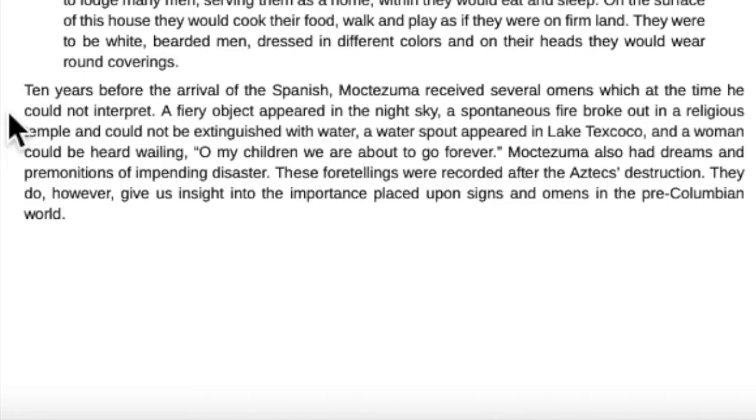Moctezuma also had dreams and premonitions of impending disaster. These foretellings were recorded after the Aztecs' destruction. They do, however, give us insight into the importance placed upon signs and omens in the pre-Columbian world.